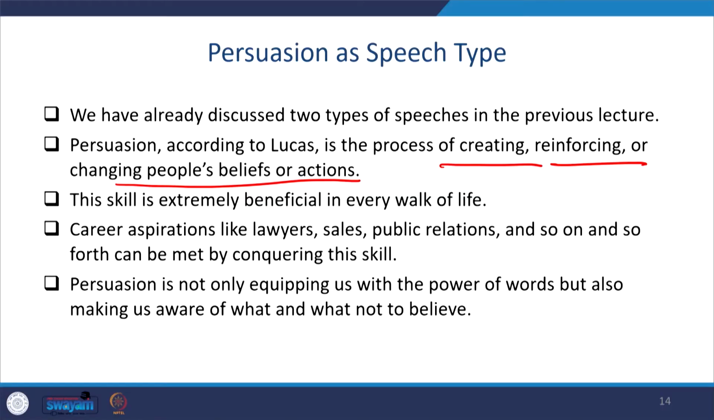You might have often found, especially in law courts, that the way advocates make use of their alibis or their logical arguments is persuasive in nature. Career aspirations like lawyers, and even salespeople also do that, trying to win you. Then in many organizations, public relations officers, if you ever get a chance to talk to them, can do this. How? By conquering the minds of other people. So you must have that ability to conquer.